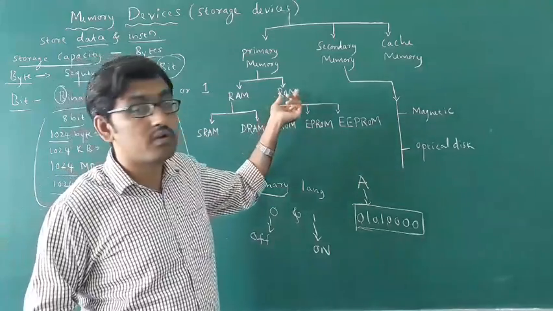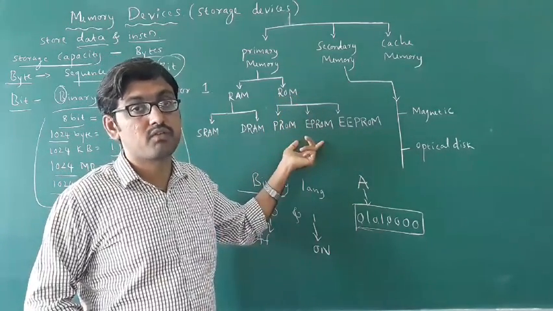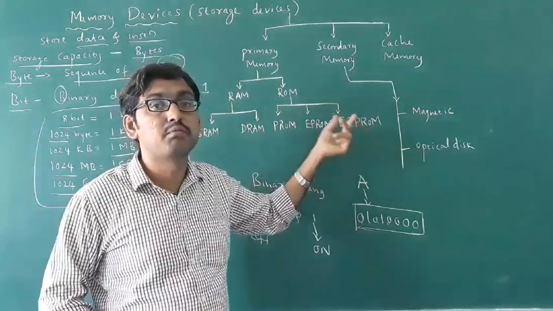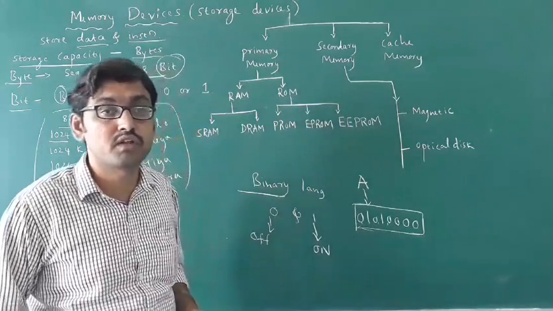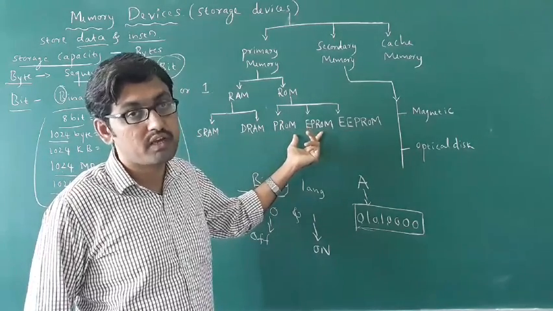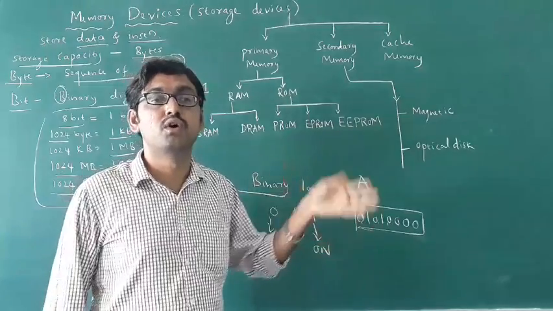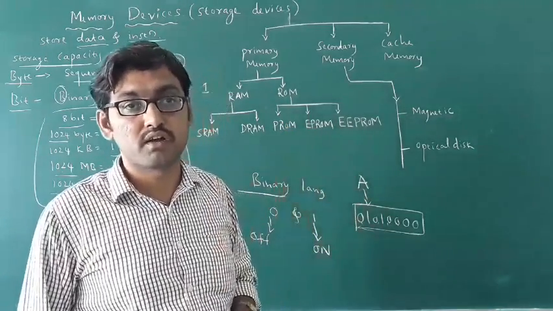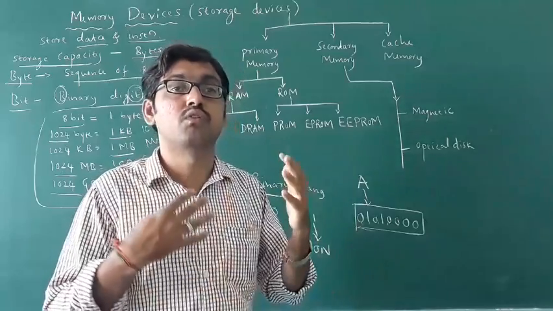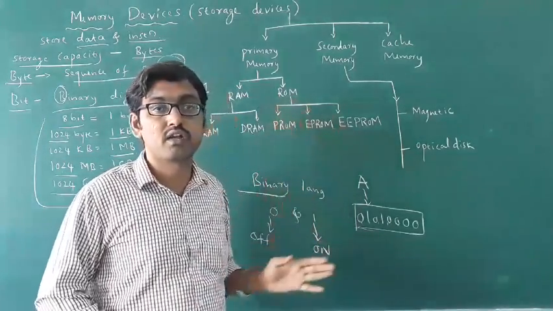Then expand ROM, types of ROM. Types of ROM are PROM, EPROM, and EEPROM. These are the types of ROM. We have to use these in a computer only. In the computer, we are using these. Later you can discuss what is the use of RAM, what is the use of ROM, and the types of ROM. Later we can discuss.